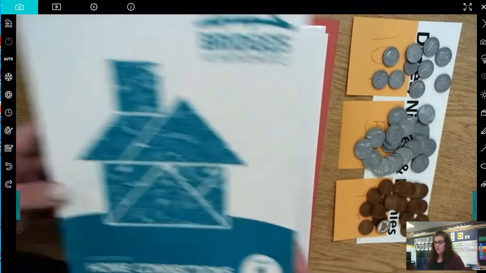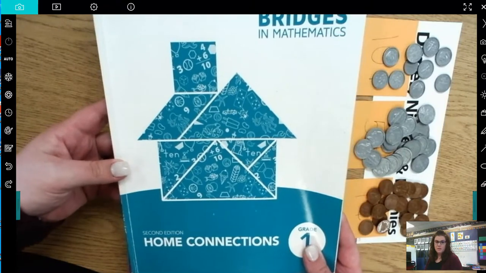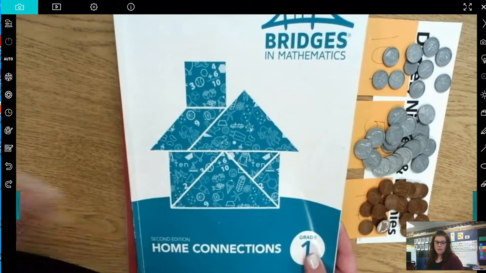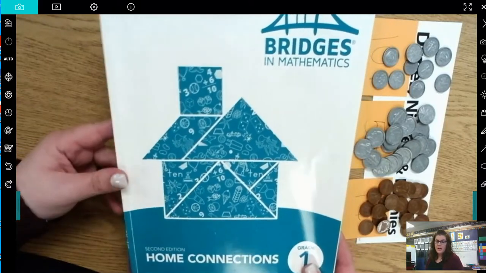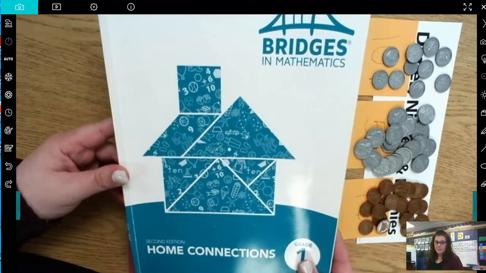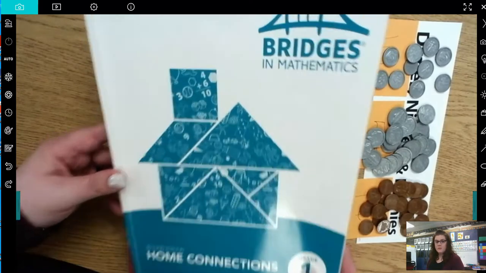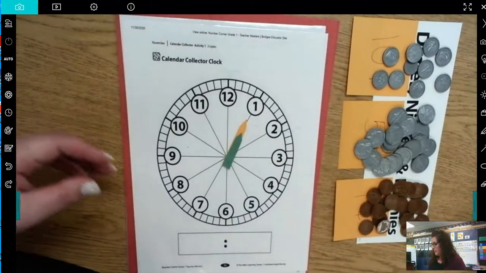First things first, though, we need to go grab our Bridges Home Connections book and a pencil. So please hit pause, go grab your Home Connections book and your pencil to write with. We always do math with our pencil so we can erase. Come back when you're ready. Okay, if you're back with me, that tells me you have your book and your pencil. Set those aside for just a minute and then we'll open up the page.